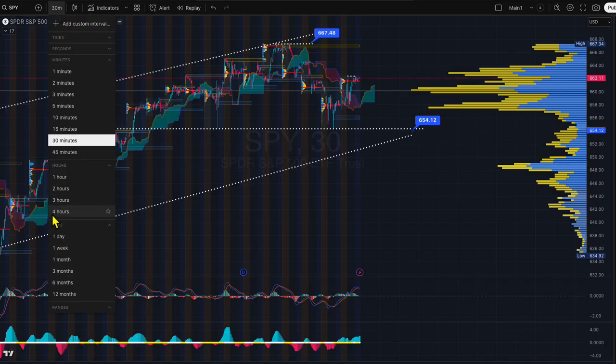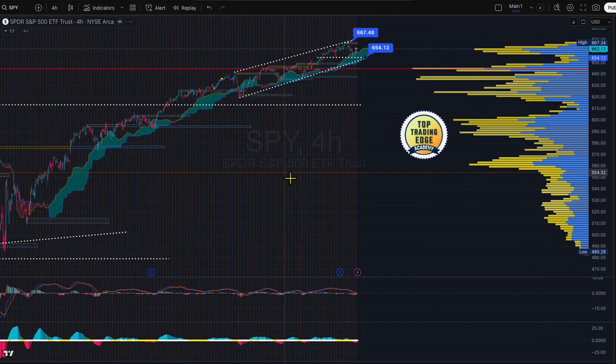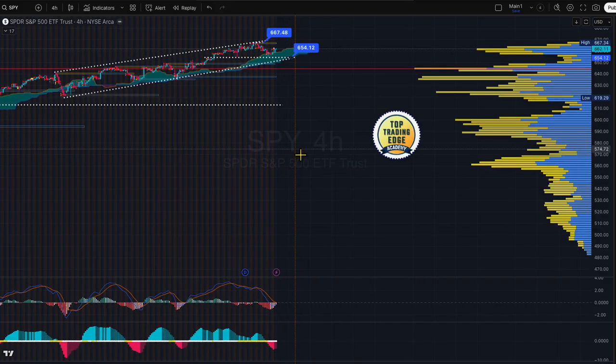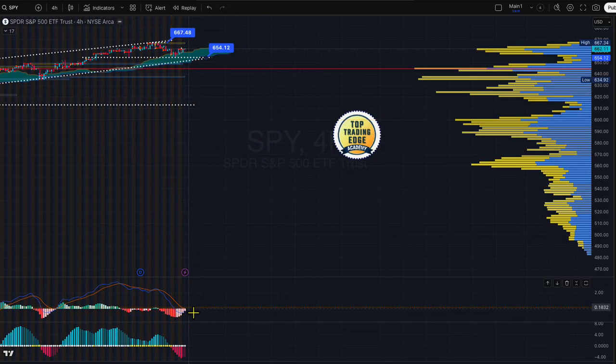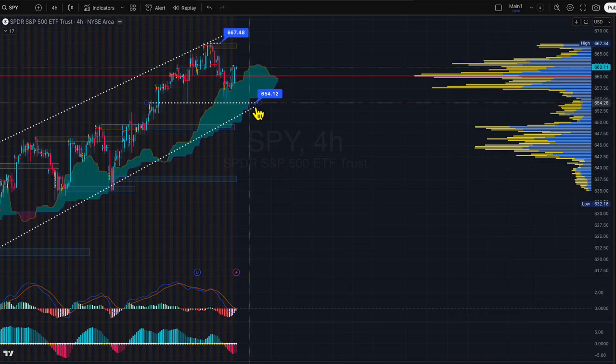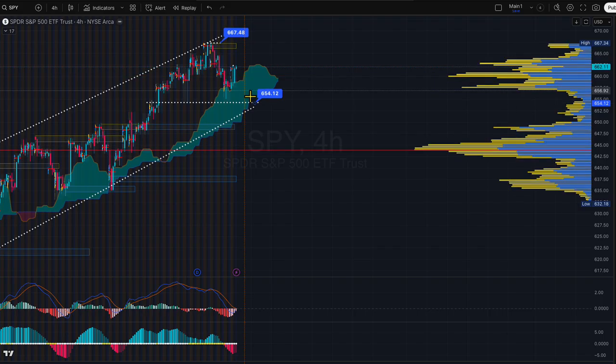Smaller time frame, we can go and look at the 4 hours. The 4 hours is showing a little weakness, but that's okay. We are still above the cloud. The trend line is intact, so bulls are trying to hold on, but we are still above the ground because we had a bounce. You see that bounce? So still bullish.